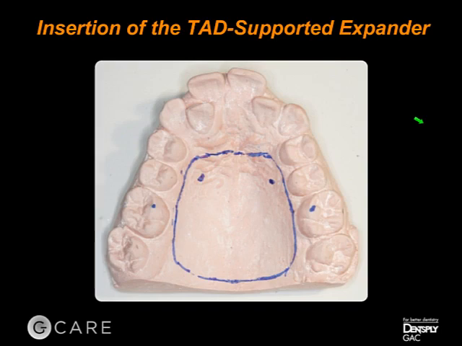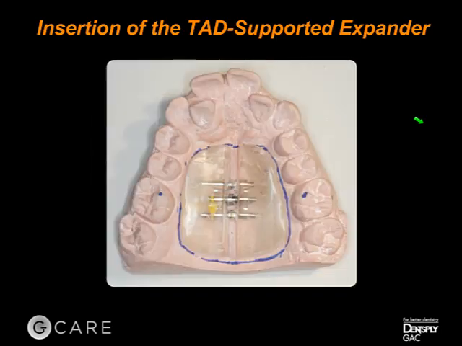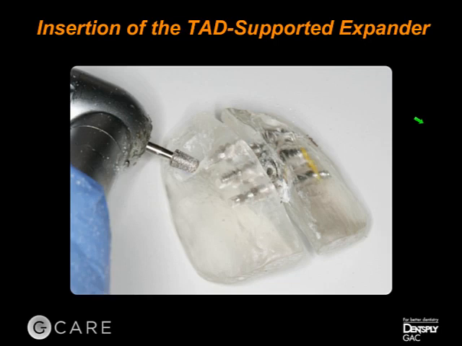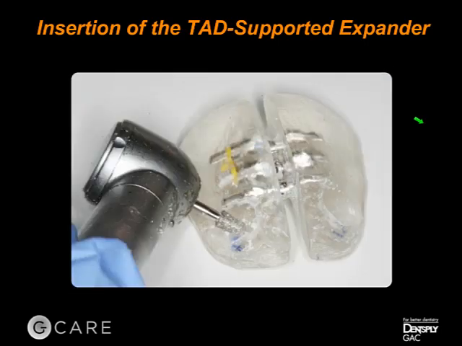So when I put the expander back on the model, I made some marks where the TADs are, just so I had a reference position. And then, in this case, I used the diamond burr to just hollow out the area where the TADs are being placed in the mouth. I did this until I could passively fit the appliance in and out without feeling any resistance over the TADs. Once I got to that point, this took me roughly 3 to 5 minutes of chair time after the TADs were placed.